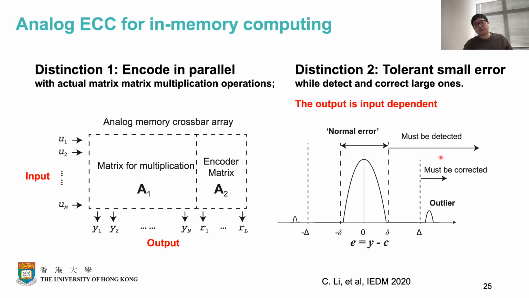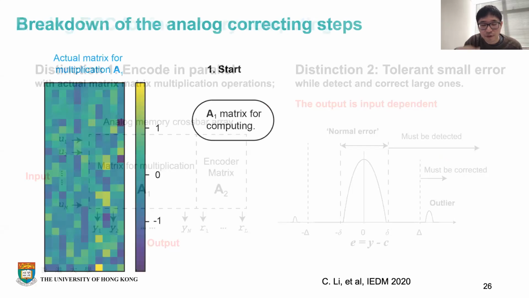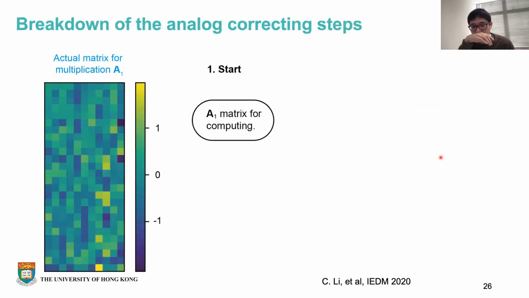This is pretty important for analog computing, because if we detect the intrinsic error, then the detection is going to happen all the time, which makes the computation not possible. I'm going to use a breakdown of the analog correction steps.